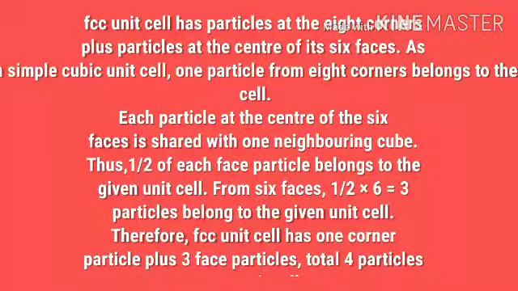Third, face-centered cubic unit cell, that is FCC. A FCC unit cell has particles at the 8 corners plus a particle at the center of its 6 faces. As described in simple cubic unit cell, one particle from 8 corners belongs to the given unit cell. Each particle at the center of the 6 faces is shared with one neighboring cube. Thus, 1/2, that is half of each face particle belongs to the given unit cell. From 6 faces, 1/2 × 6 = 3 particles belong to the given unit cell. Therefore, FCC unit cell has 1 corner particle plus 3 face particles, total 4 particles per unit cell.